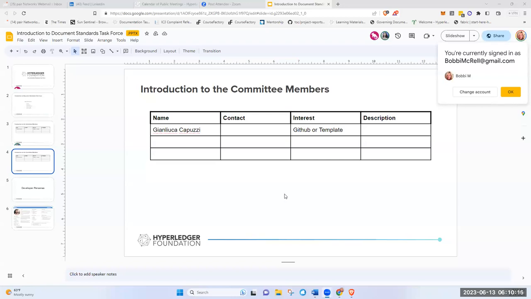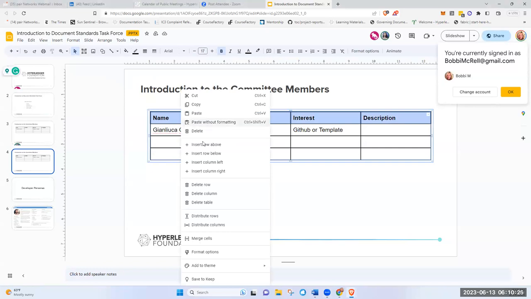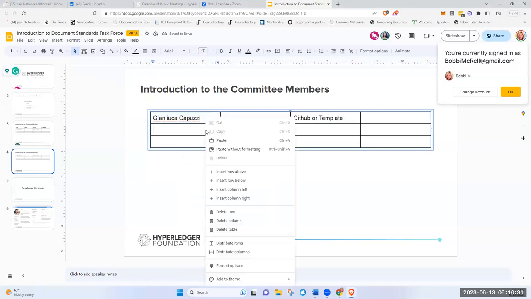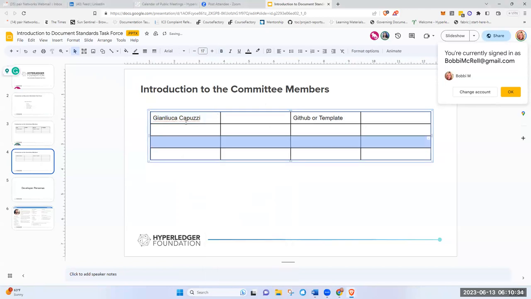Okay, so what I would probably do with this is, and again, I just do stuff quick, I would get rid of this line. And I would insert a row below. And I would put everybody's name here who wants to talk. And then I would put what they want to talk about. So he definitely wants to talk more about GitHub. There are two GitHub things we're offering. We're offering help with what should be in your GitHub repository. And then we're offering help on how to take that and make it read the docs. So there should be two people with contacts. And then I would just put his contact information here.